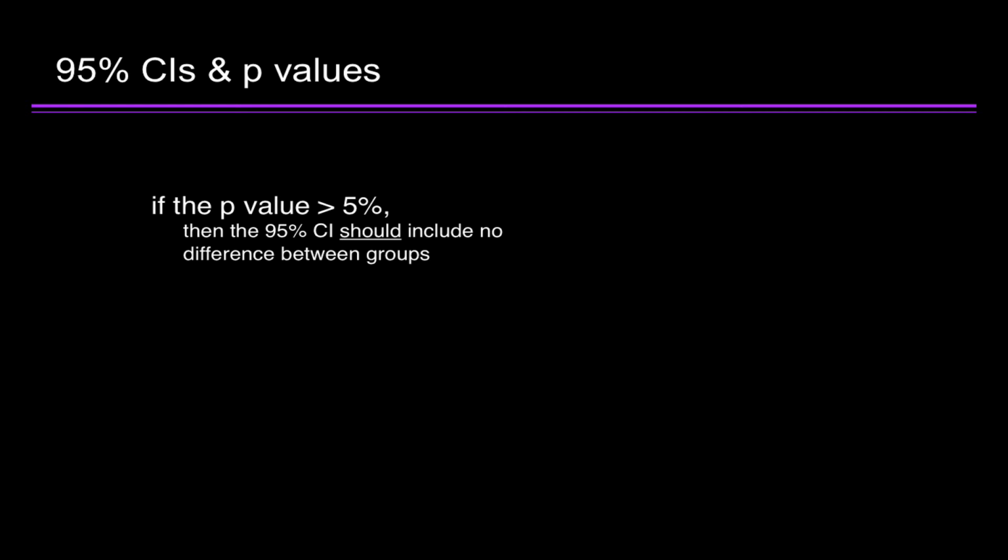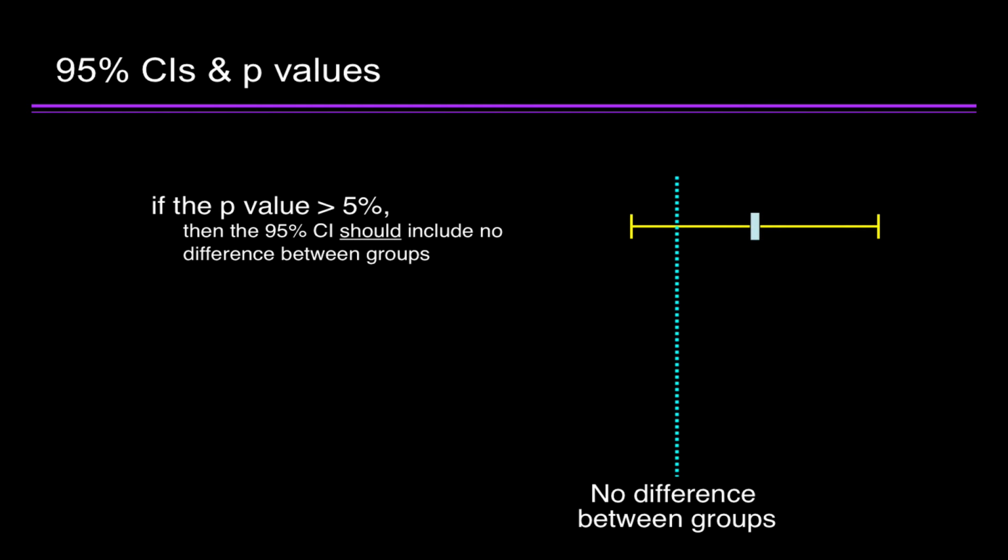How do 95% CIs relate to p-values? Well, if the p-value is greater than 5%, then the 95% CI should include no difference between groups. So here's a confidence interval. Here's no difference between two groups. This confidence interval crosses no difference, so the p-value is greater than 5%. Same is true for this confidence interval. The main effect may be on the other side, but the confidence interval still includes no difference between groups.